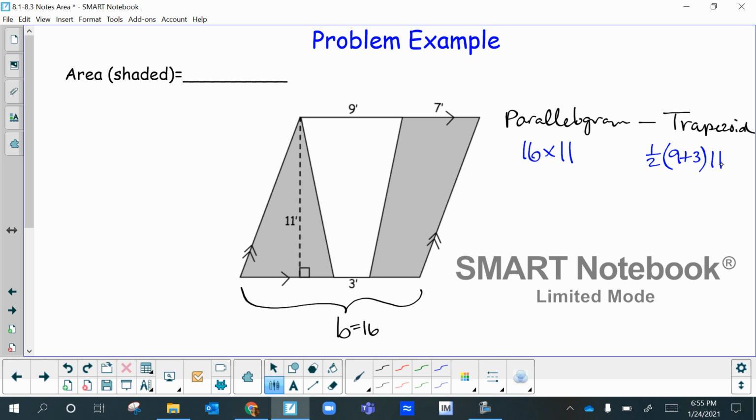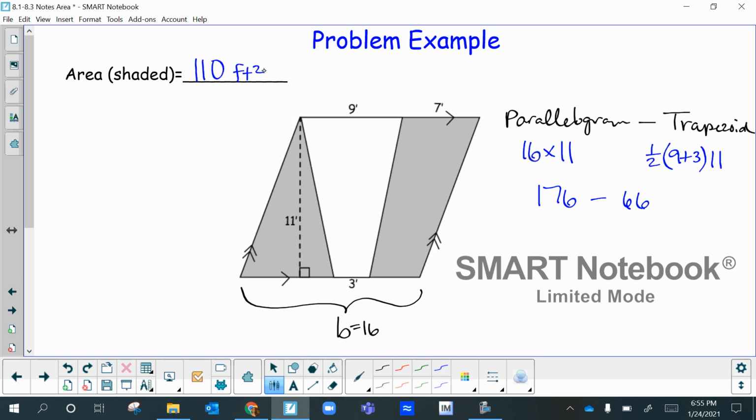All right, so what is 16 times 11? 176 minus half of 12 is 6, and 6 times 11 is 66. So 176 minus 66 is 110 square feet.